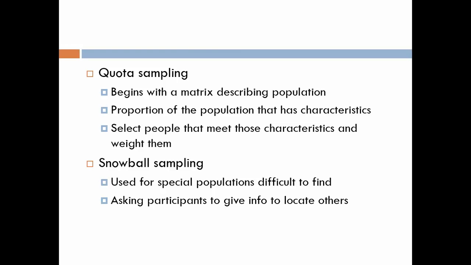Okay, the next one is snowball sampling. This one we use for special populations that are difficult to find. And what you do is you start with one person, and let's say you interview them, and then at the end of the interview you say, do you know any other people who also might be willing to let me interview them that also have this issue? And they help you find another person. And then you interview them, and then you say, do you know another person? And then it keeps going until you get how many people you want in your sample.